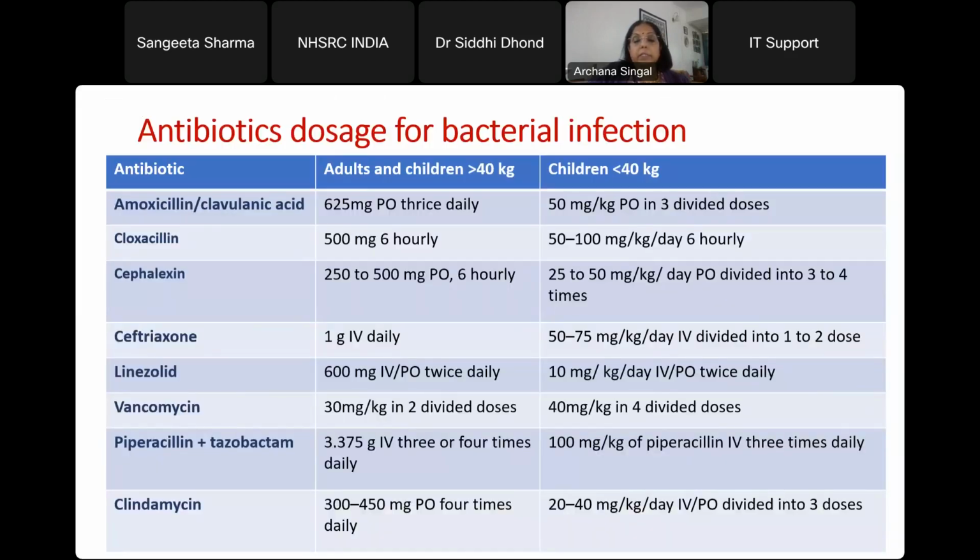So this is a very important slide where I have given the adult dosing and children dosing: adults and children weighing more than 40 kg, and children less than 40 kg. In children less than 40 kg, we will give by body weight, while in adults and children weighing more than 40 kg, there is a standard dosage regime. So amoxiclavulanic acid is my first drug of choice, and cloxacillin. And then you can go to ceftriaxone, IV drugs, linezolid, vancomycin if it is MRSA, piperacillin-tazobactam, based on the culture sensitivity pattern. Next.